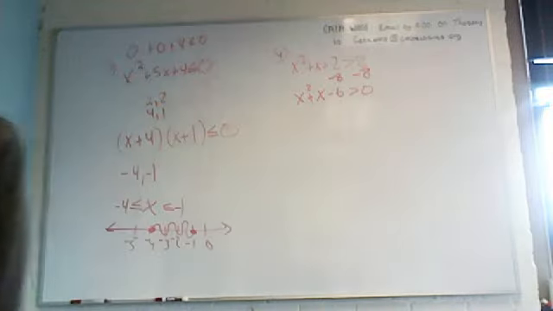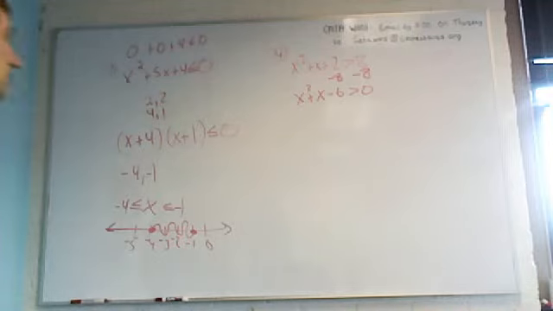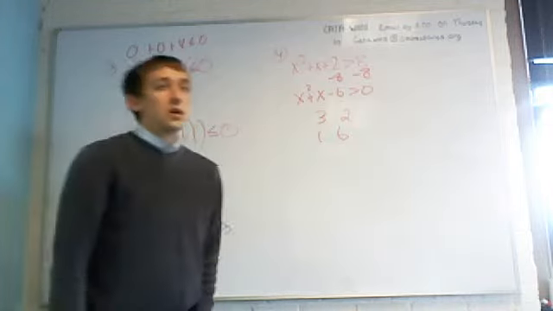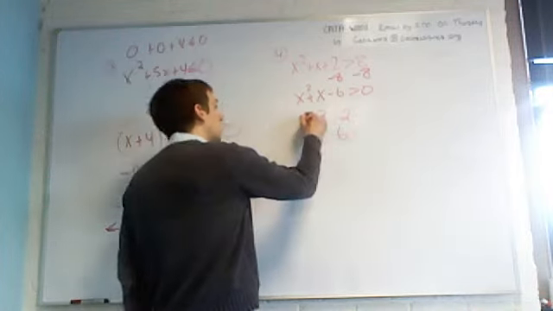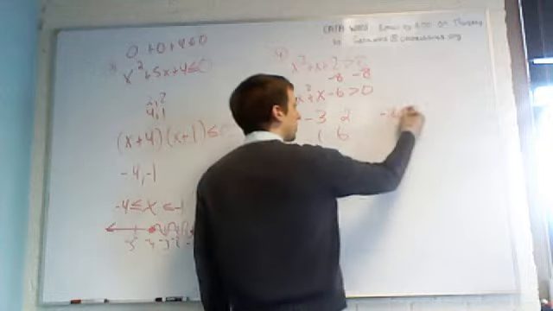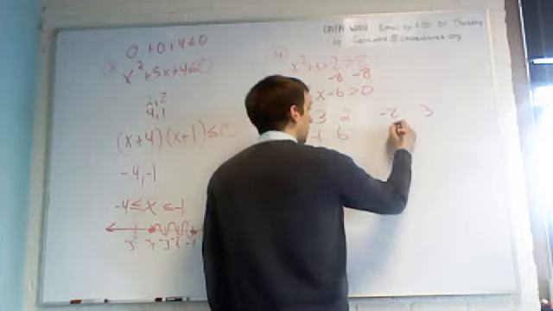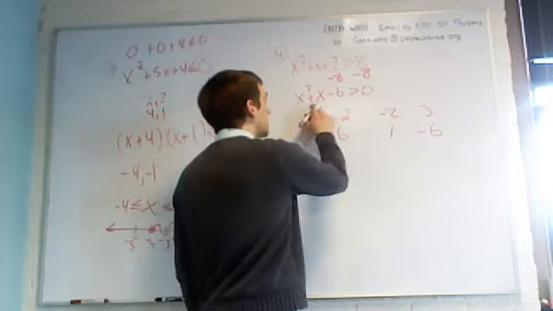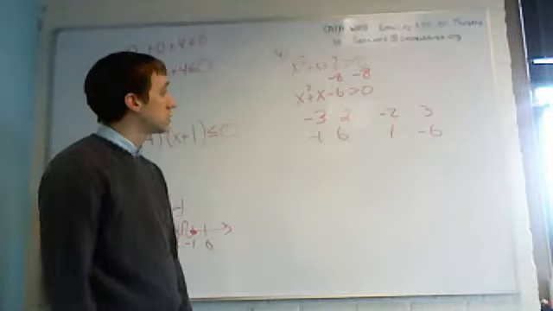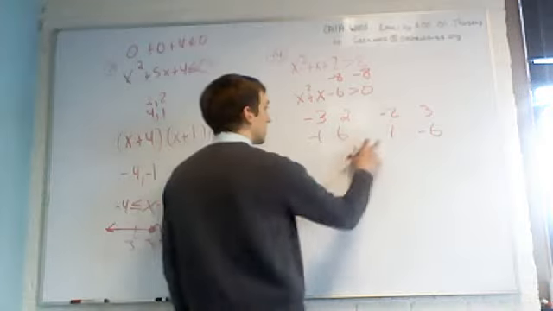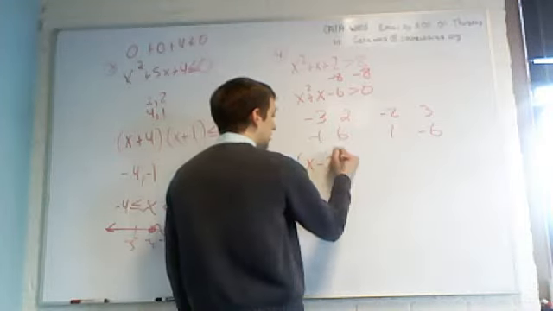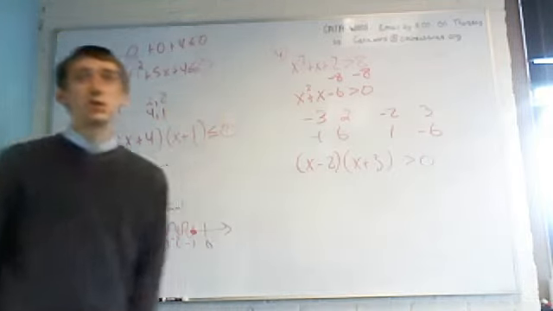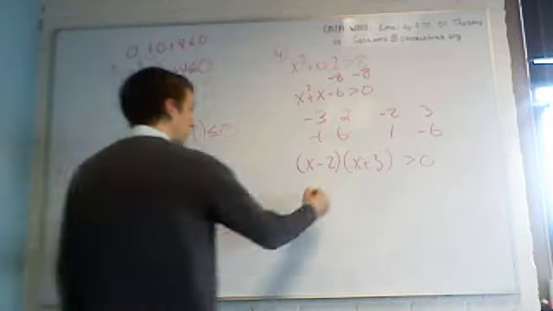What two numbers multiply to be 6? 3 and 2. 1 and 6. -3 and +2. It could also be -2 and +3. Which one gives us the difference of +1? It's -2 and 3. x minus 2, x plus 3 is greater than 0. So 2 and -3 are answers.